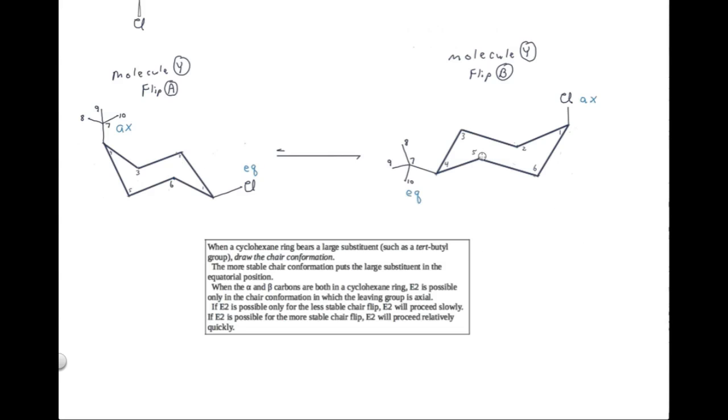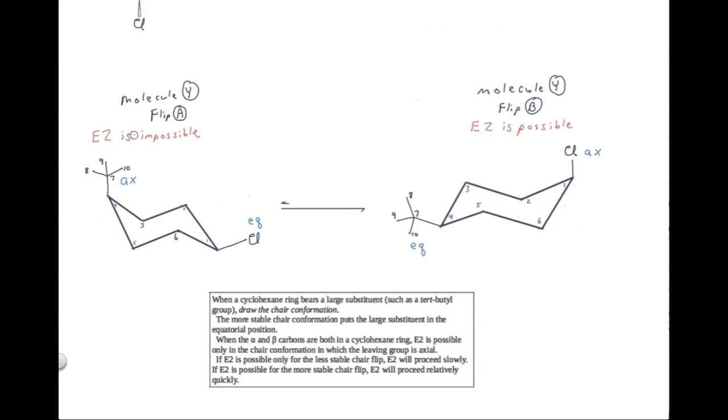Now, which of these chair flips can do an E2 reaction? Remember that E2 is only possible when the leaving group is axial. So E2 is impossible in this chair flip where the leaving group is equatorial. E2 is possible in this chair flip where the leaving group is axial. Because remember, only when the leaving group is axial can it be anti to the beta hydrogen.